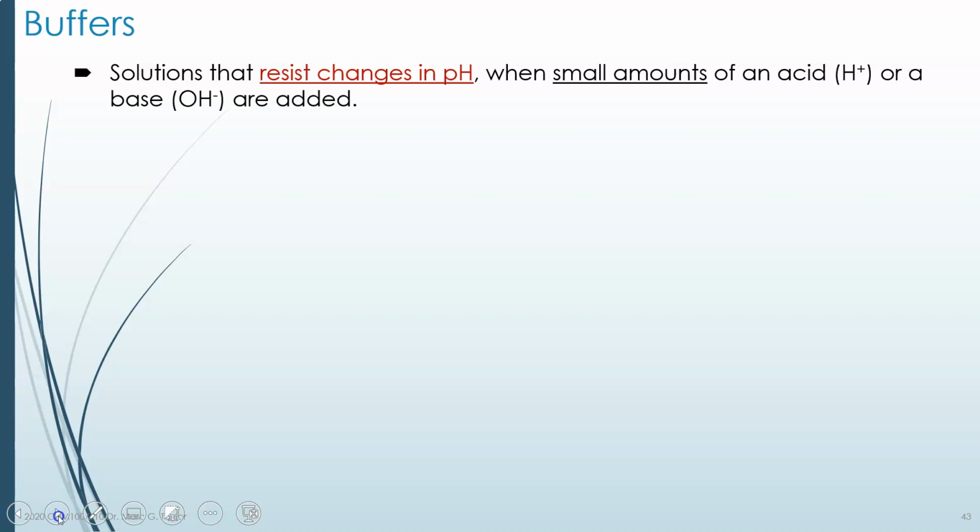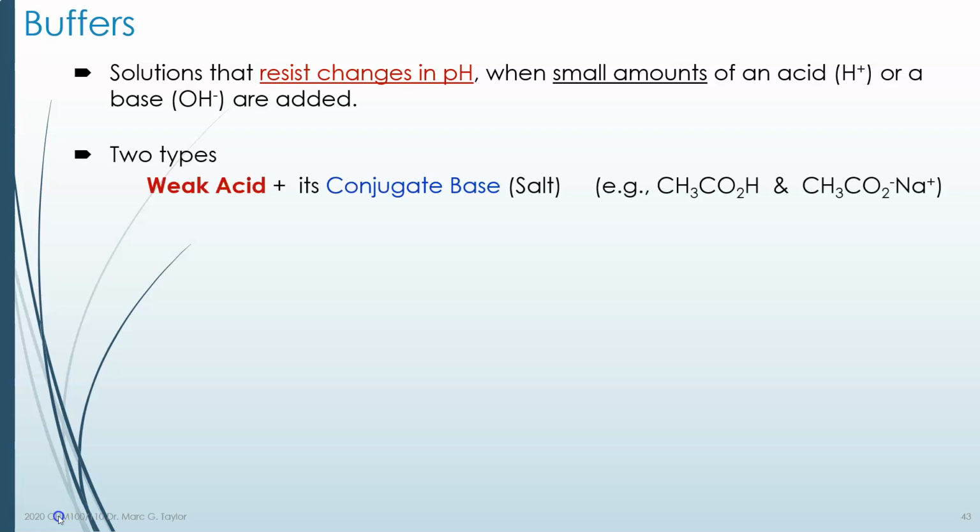Buffers are solutions that resist changes in pH, especially when small amounts of acid or base are added to your solution. And there are two basic types of buffers, two ways to make them in general. You can start with a weak acid and add a certain amount of conjugate base, and these have to be in a specific ratio to get different pHs.